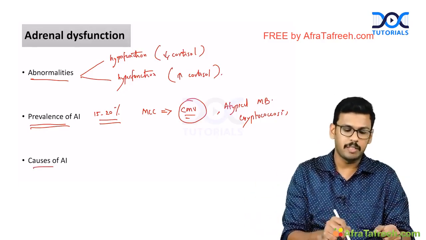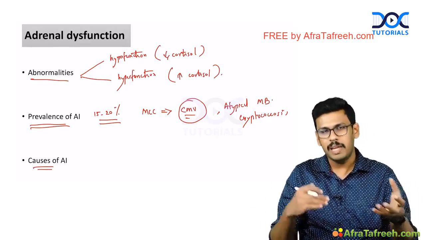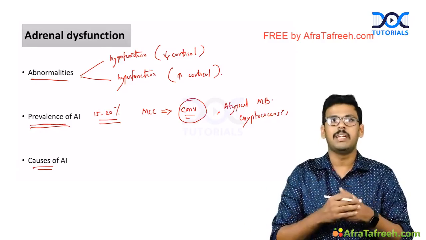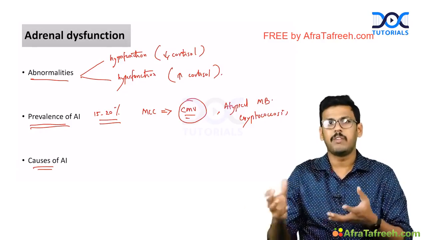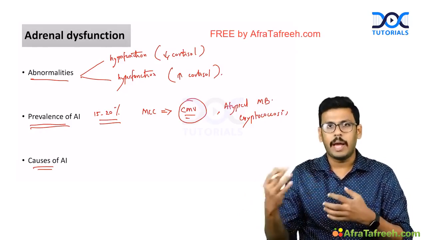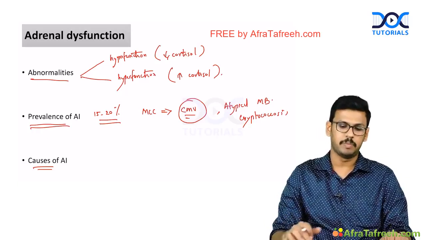Now, regarding causes of adrenal insufficiency, we have already seen that HIV adrenalitis comes only after CMV adrenalitis, which is the most common cause. The other opportunistic infections, as well as the drugs that we have seen, like ketoconazole and rifampicin, can all reduce cortisol synthesis, leading to adrenal insufficiency.